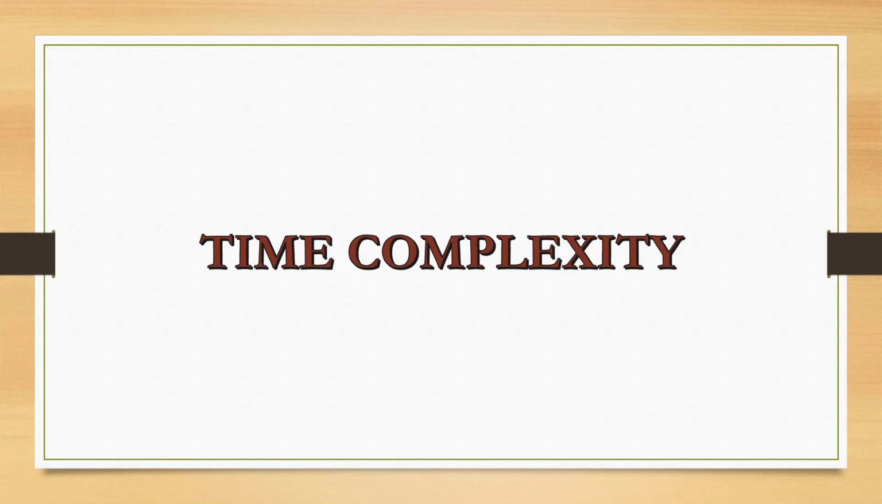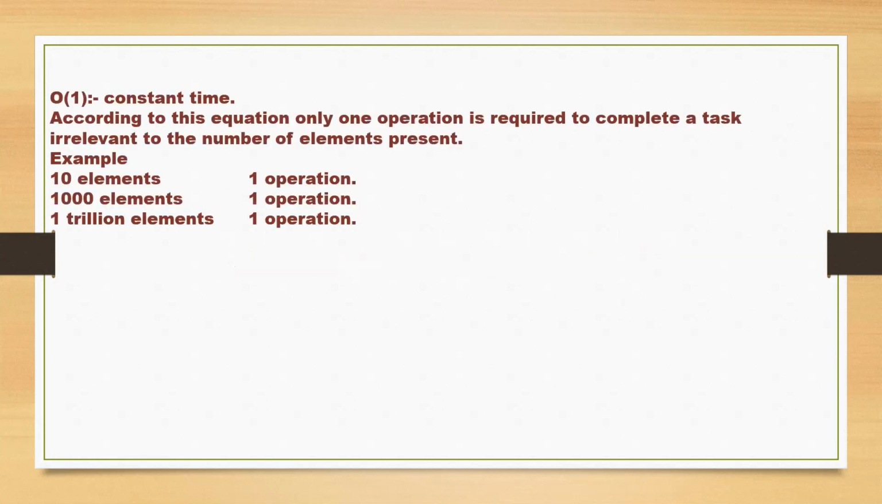So, time is not considered for time complexity, whereas the number of operations required to complete a task is called time complexity. So, there are multiple equations for calculating the time complexity. Let us deep dive and learn the different equations or the big O notations. First one is the constant time or order of 1 or O of 1. According to this equation, only one operation is required to complete a task, irrelevant to the number of elements present.